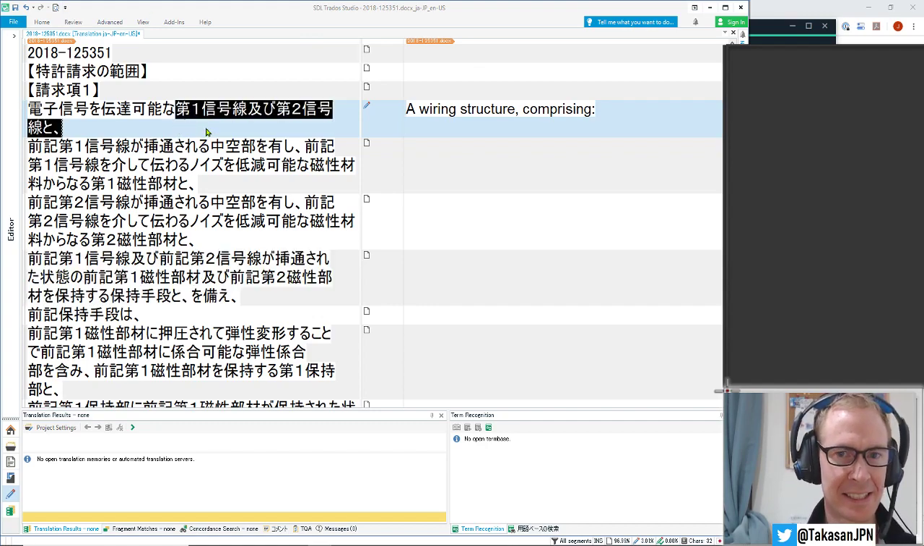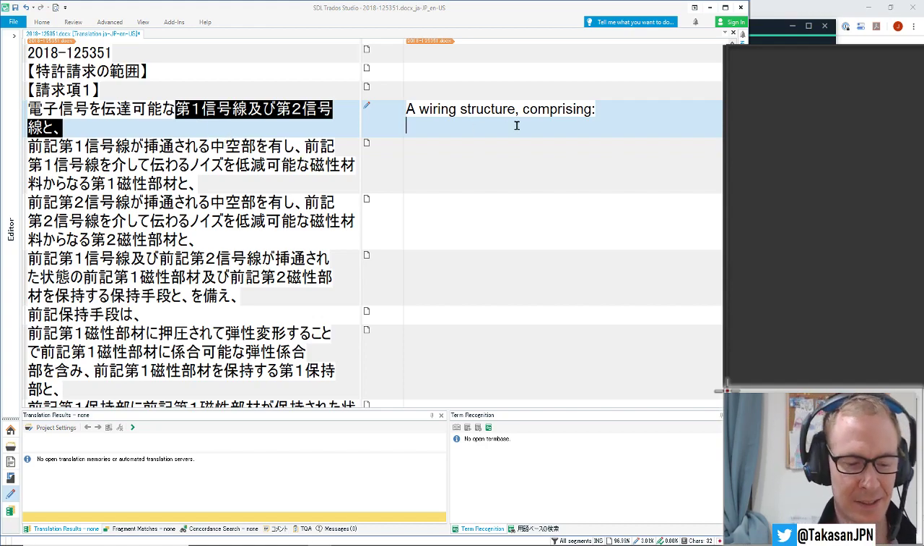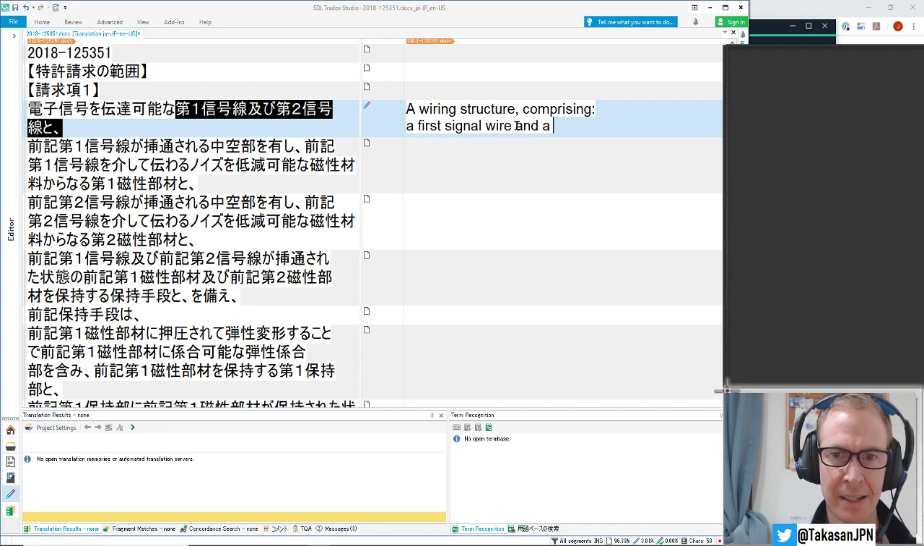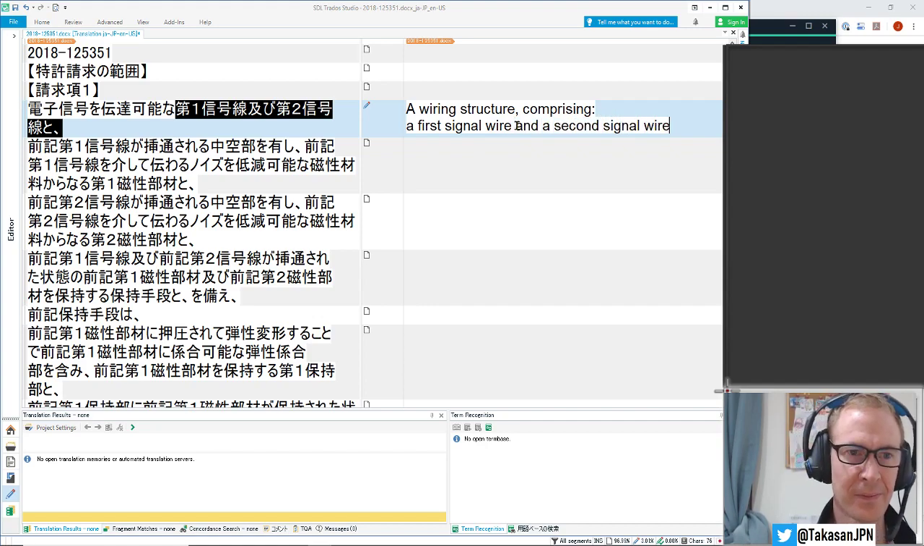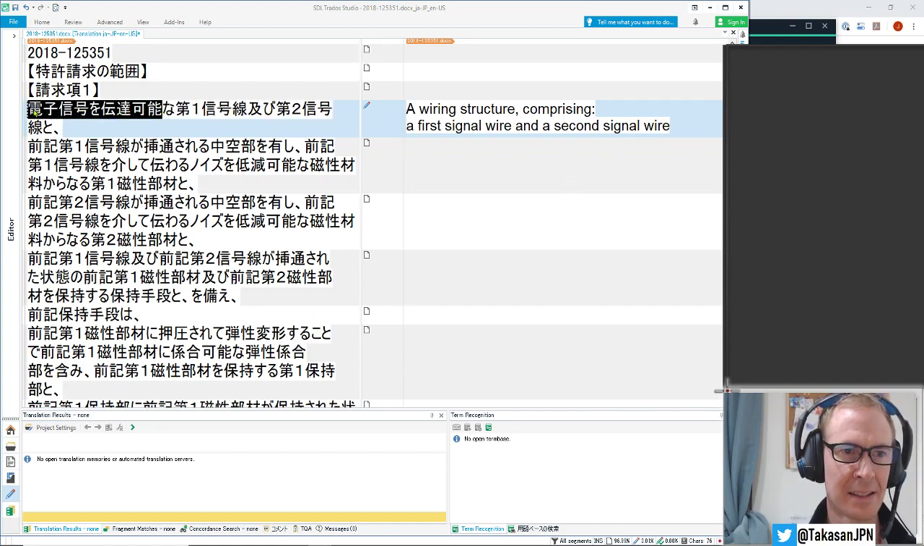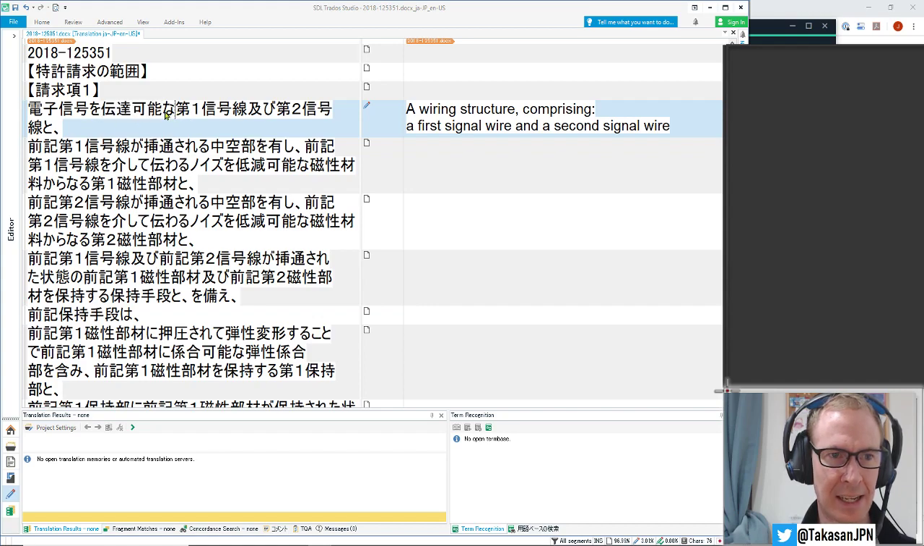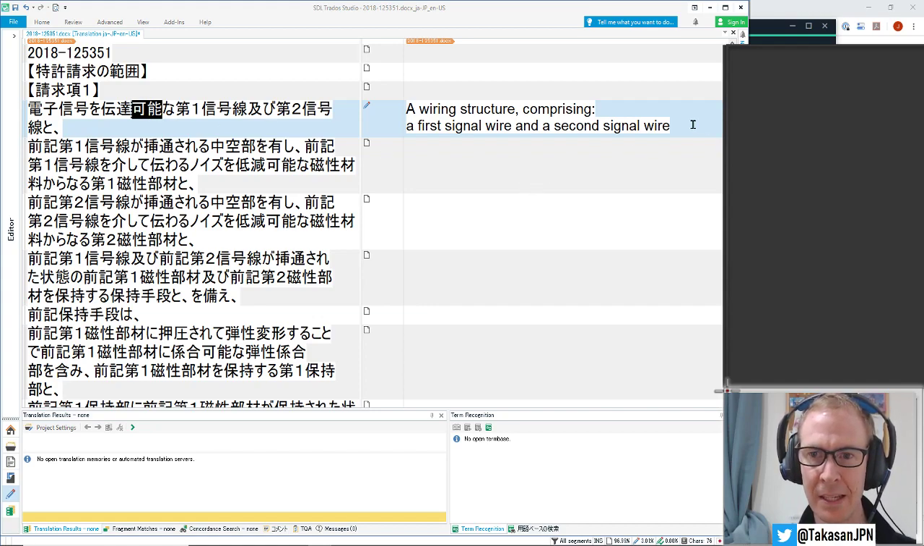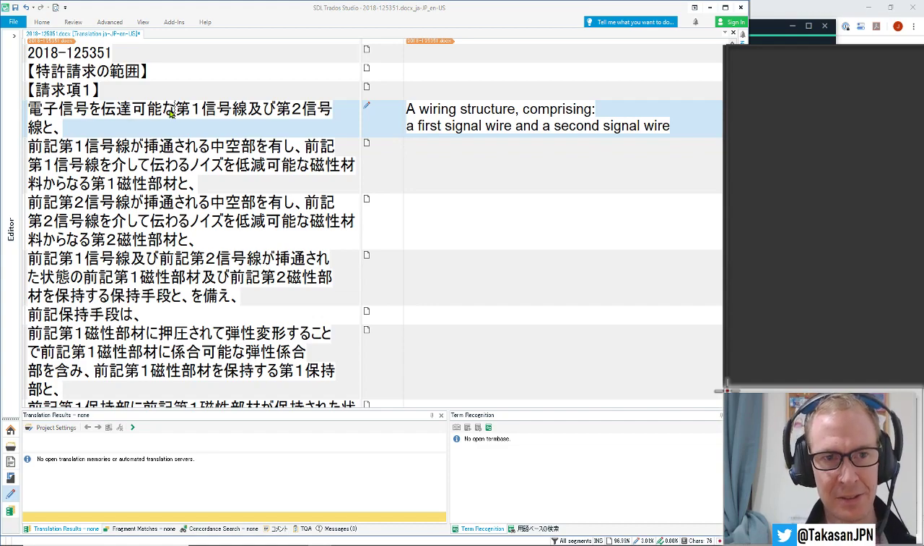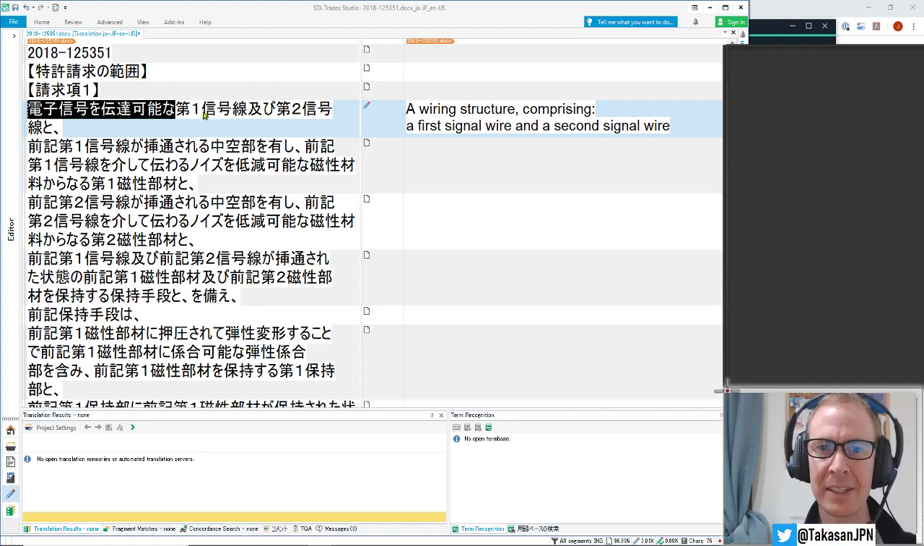Now you see here this element, it's actually 2 elements. The first signal wire, the second signal wire, and here we come to what I was talking about in the introduction. We have these signal wires, and what do they transmit? They transmit this electronic signal. But it's using this kano, this kind of expression. So, as I said, you could translate this as being able to, or capable of. But what this restriction is, it's restricting the function of the signal wire.